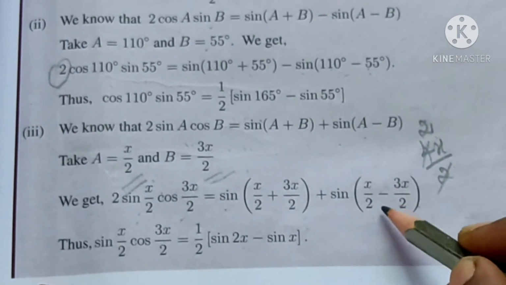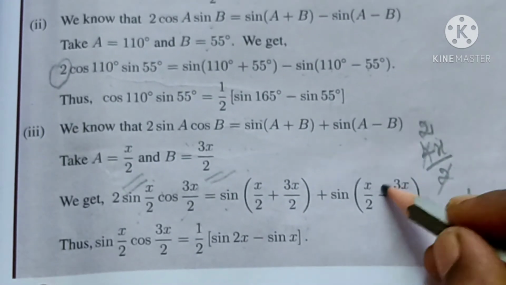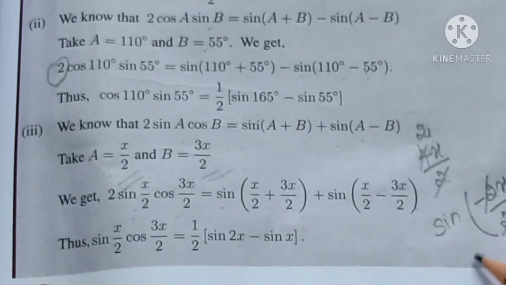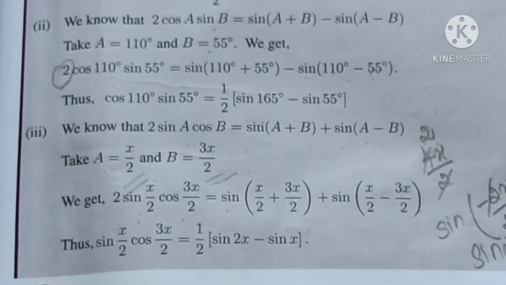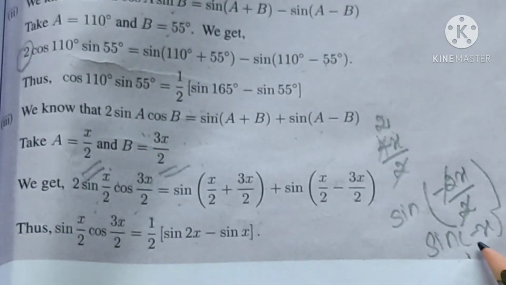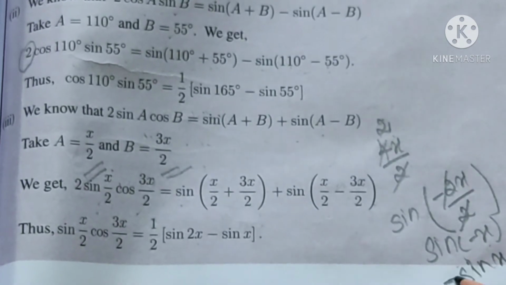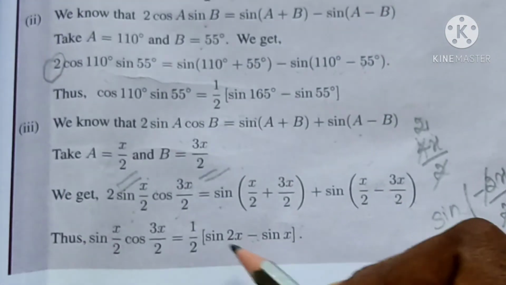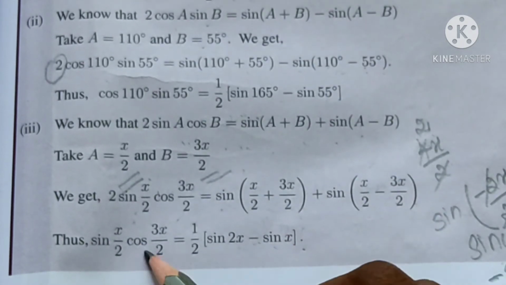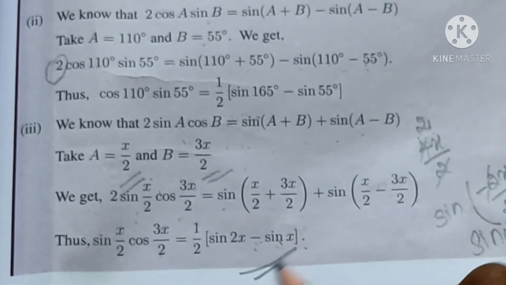Then this one, x by 2 minus 3x by 2 is x minus 3x, which is minus 2x by 2. So 2 and 2 cancelled, sin of minus x. Sin of minus x is, sin is an odd function. Sin is an odd function. So we get minus sin x. This negative sign is here. So sin 2x minus sin x. Okay. So sin x by 2 cos 3x by 2 is 1 by 2 into sin 2x minus sin x.